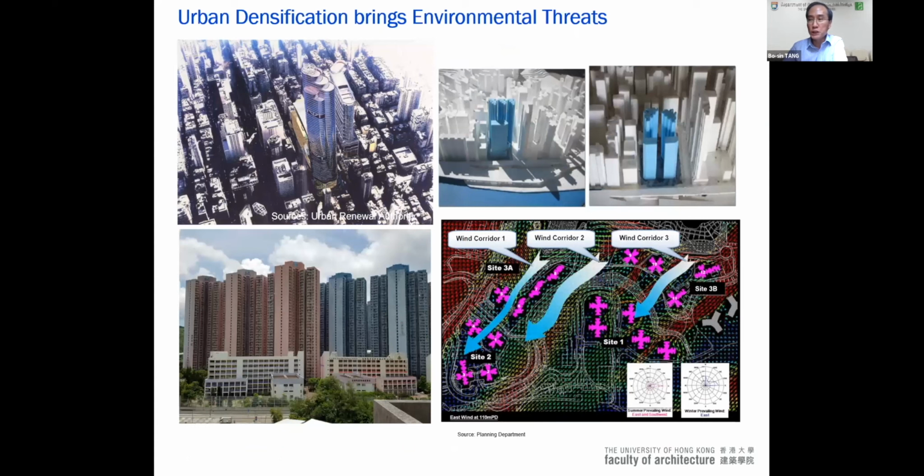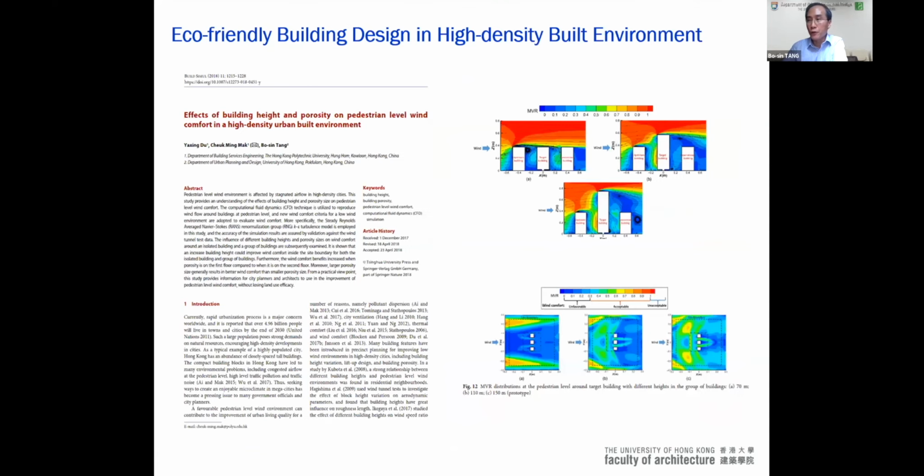Another issue that we have to face when we try to increase urban density is environmental threats. Heat island effects, poor air ventilation, higher urban temperature, and so on are some major problems in the old urban districts. So urban planners have to find ways to tackle these problems. We can make use of eco-friendly urban building design to address these problems. Air ventilation assessment needs to be carried out in order to examine different scenarios of building height, massing, blocks, and so on, in order to identify the best solution.